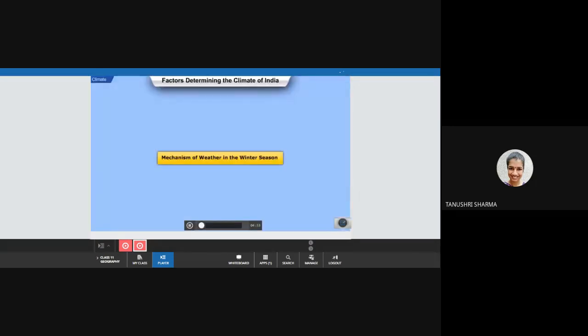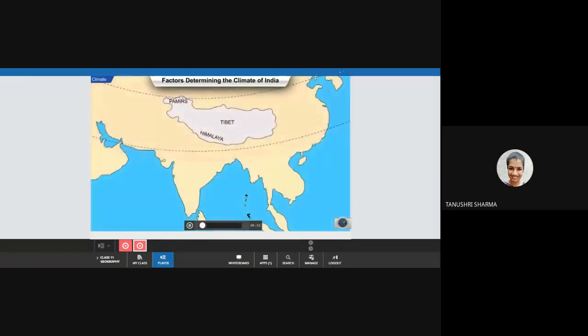Mechanism of weather in the winter season. Surface pressure and winds. During winter, weather conditions over India are influenced by the distribution of pressure in Central Asia. A high pressure center develops to the north of the Himalayas during winter. The surface winds blowing out from Central Asia reach India in the form of a dry continental air mass.